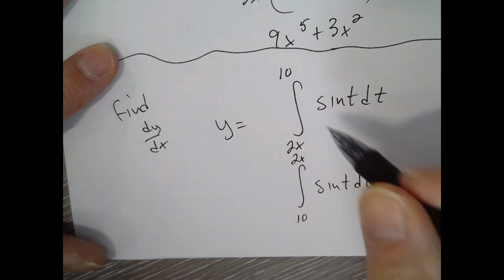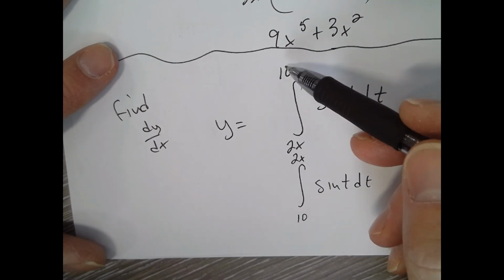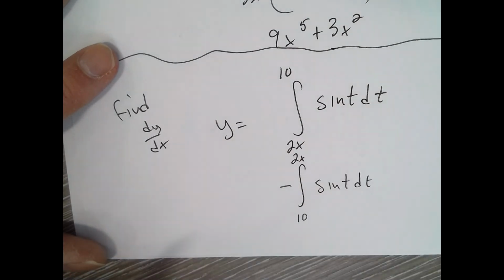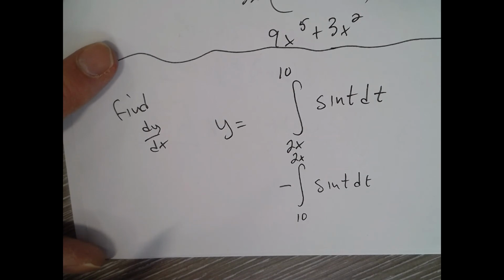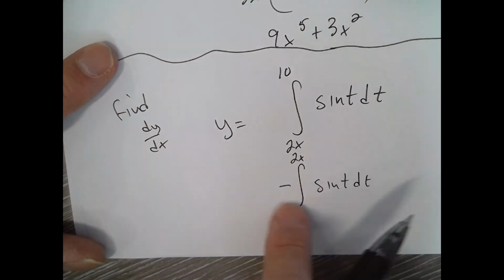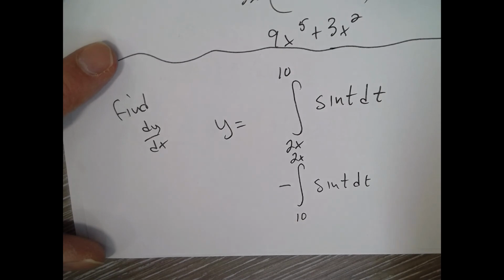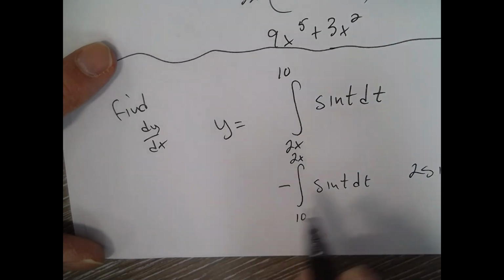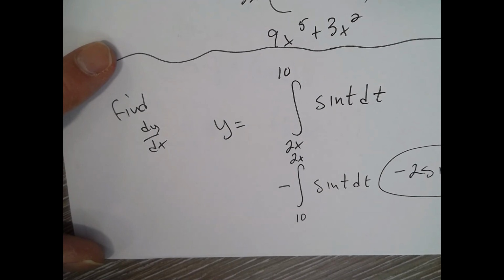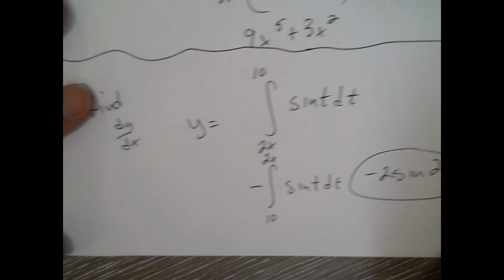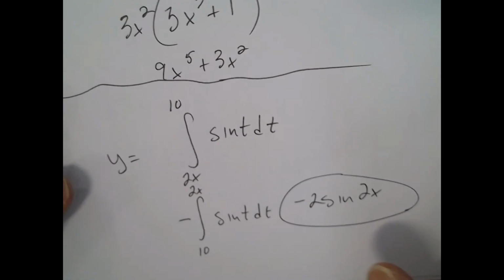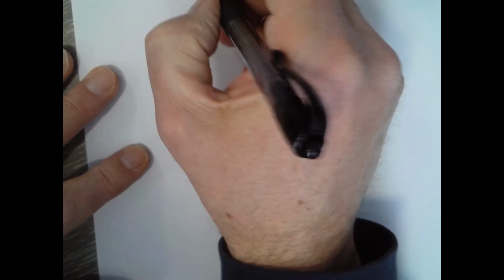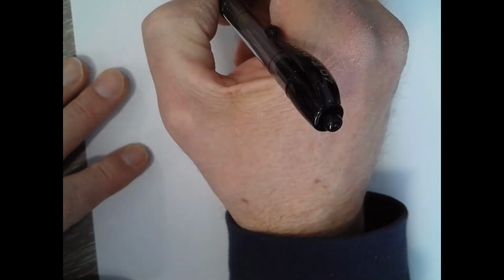But if you change these, just like going from a to b, you can go b to a, but then you have to make it negative. Okay, so if you change the boundaries of integration, it just negates whatever answer you get. So now we're ready to drop in the 2x, so we get sine of 2x times the derivative, which is 2, and it's negative.